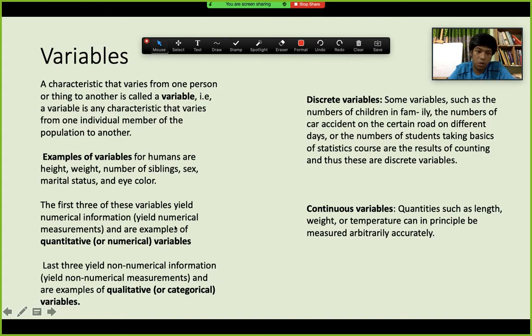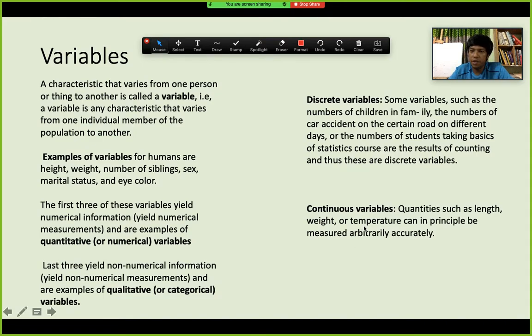Then from quantitative variables, we have another two types. One is called discrete and the other is called continuous variable. Discrete variable means, let's say if I ask you how many siblings you have, your answer will be 3, 4, 2, this kind of thing. Your answer will never be 3.5 siblings. Always it will be 3 or 4 or 2, some whole number. So this is a discrete variable.